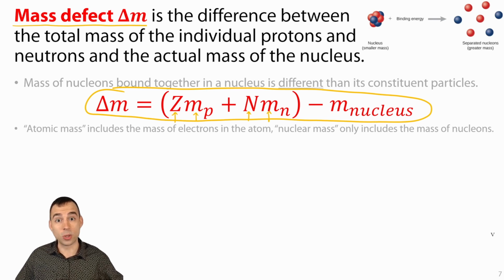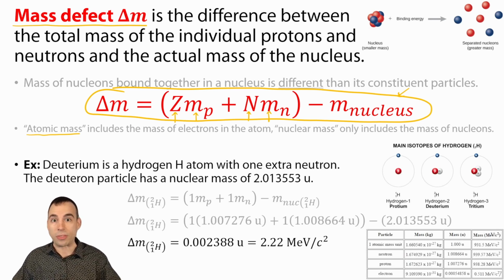Now, it's important to note that in this equation, we're talking about the nuclear mass here. That's just the mass of protons and neutrons, and that's what makes up most of the mass in an atom. But on the periodic table, you are often given values of the atomic mass. That includes the mass of the entire atom, including the electrons, which although they are small, they do contribute to the atomic mass such that it is different than the nuclear mass. So you'll want to be careful to make sure in this formula that you do not include the atomic mass, but instead include the nuclear mass.